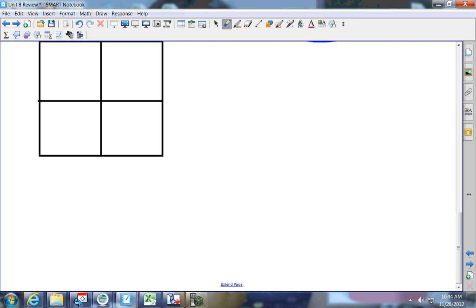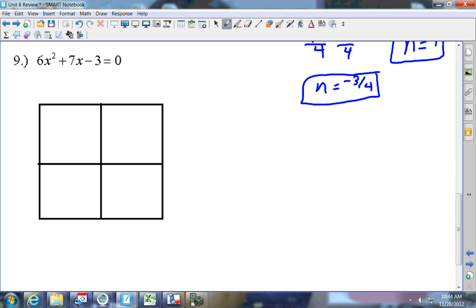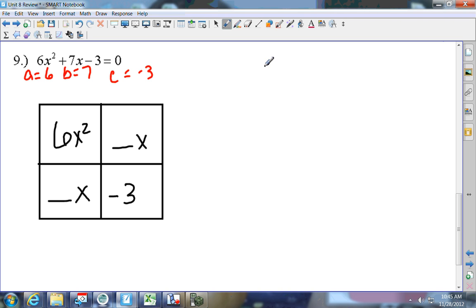Number 9. First thing I look at on number 9 is, is it in standard form? Yes, it is. Let me erase this up here. Give me some room. So, is there a GCF? Can I pull out a greatest common factor? No. 6x squared goes up here, minus 3 bottom right. Something x, something x. A is 6, B is 7, C is negative 3.